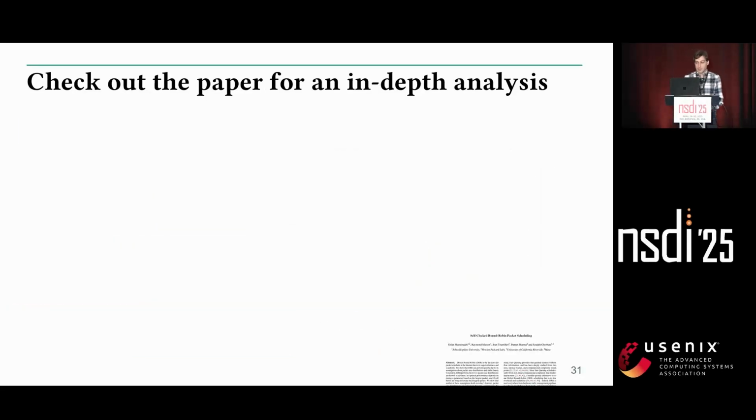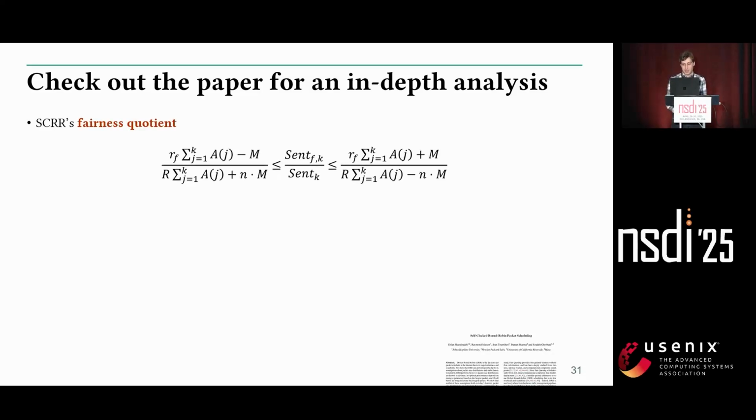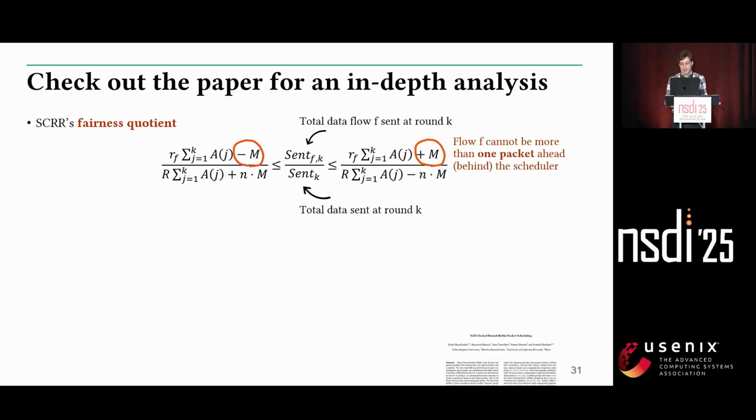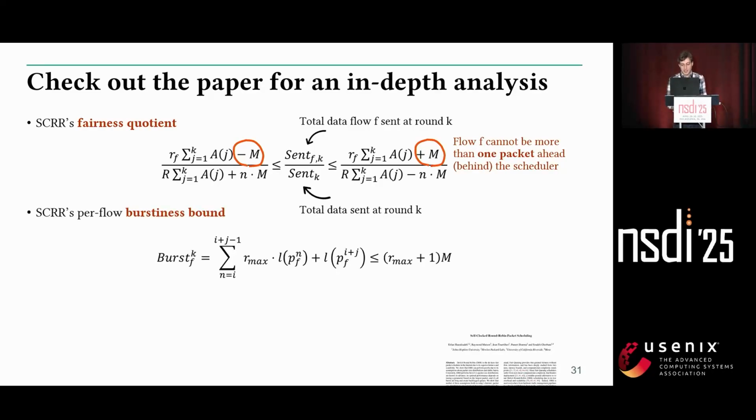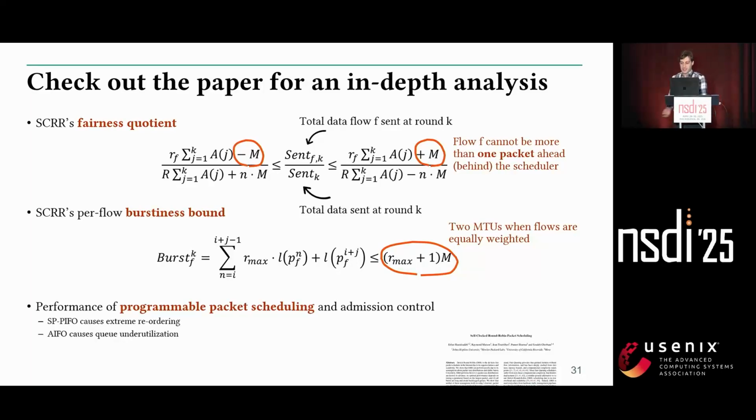I invite you to read our paper. You'll find more results and analysis on all aspects of scheduling performance. We have a theoretical analysis on SCRR's fairness, showing that it offers an identical fairness quotient to DRR. This stems from the fact that at each round, flows cannot be more than 1 packet away from the global clock. We show that the burstiness of each flow under SCRR, that is the number of bytes each flow sends at each round, does not exceed 2 MTUs based on self-clocking principles. And we have many interesting results, such as the fairness and discussions about other approaches, such as programmable packet scheduling that can have unwanted effects, such as underutilization or reordering.